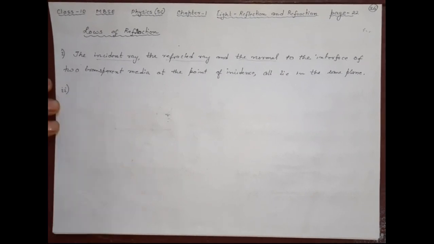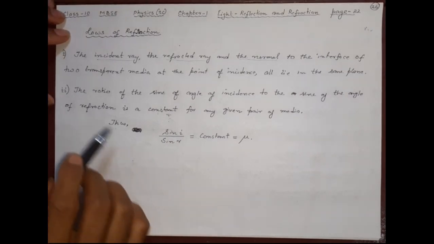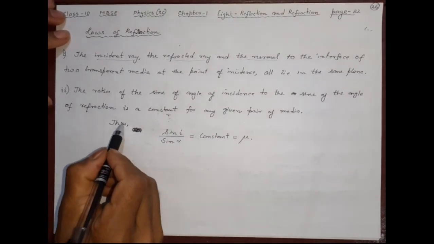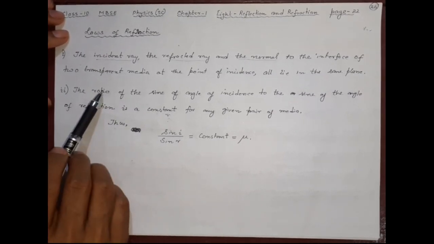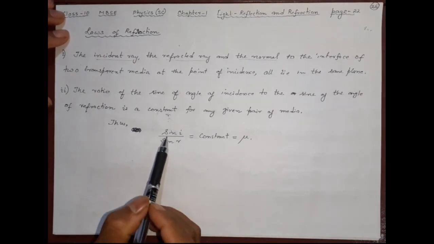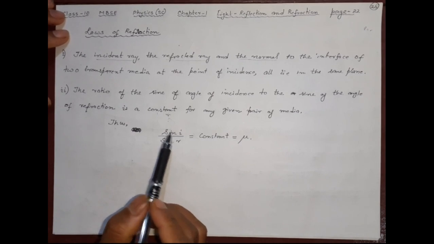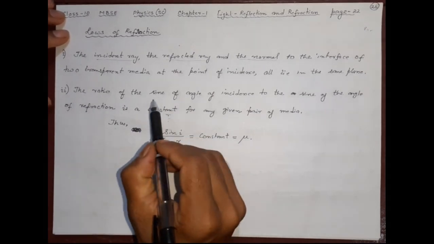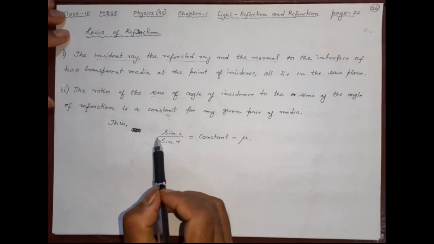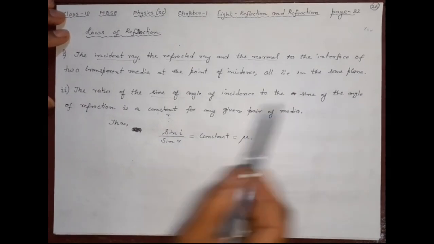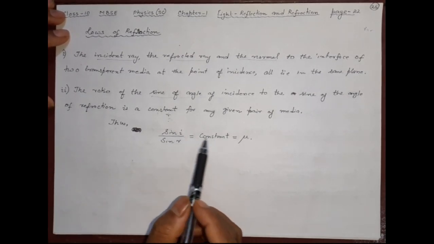Now the second law, and this is the important one because it is used more in numericals. The ratio of the sine. Ratio means writing numerator and denominator. Sine, full form is sine, short form is sin. The ratio of the sine of angle of incidence to the sine of angle of refraction is always the same value, a constant.